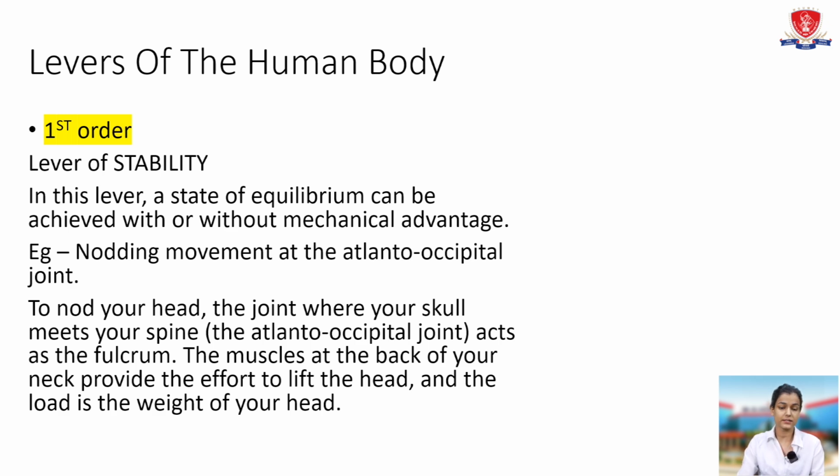It is commonly called a lever of stability. In this lever, a state of equilibrium can be achieved with or without mechanical advantage. A very good example of this order lever is the nodding movement at the atlanto-occipital joint. When we nod our head, the joint where our skull meets our spine, that is the atlanto-occipital joint, acts as the fulcrum. The muscle at the back of your neck provides the effort to lift the head, and the load is the weight of your head.